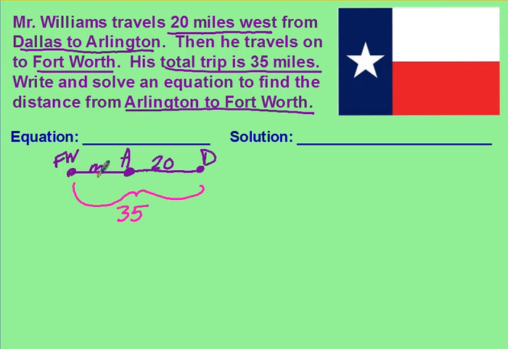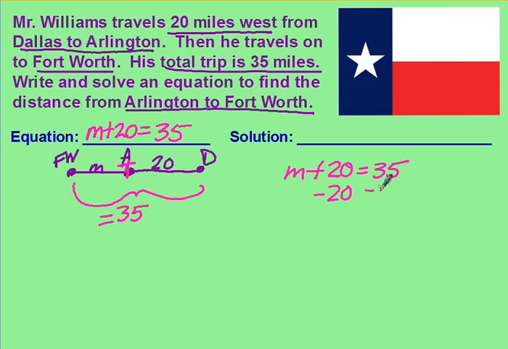So once you draw a picture, you can see that M plus 20 is going to equal 35, and that will give you your equation. M plus 20, you could also say 20 plus M, either way, equals 35. Now let's solve for it. So M is your variable, it's being added by 20. We want to subtract 20 on both sides to isolate our variable.